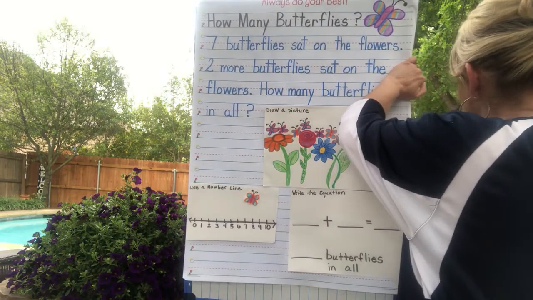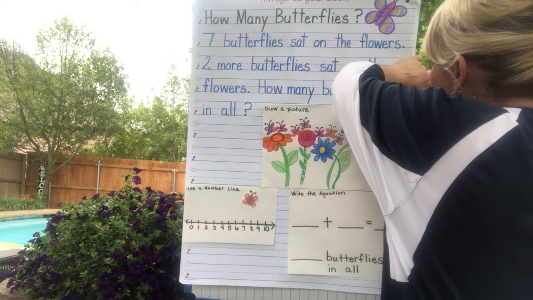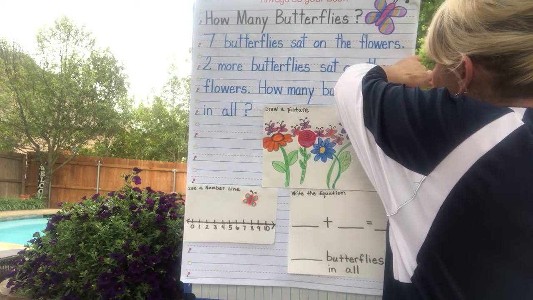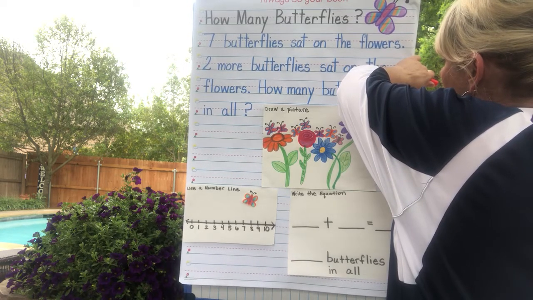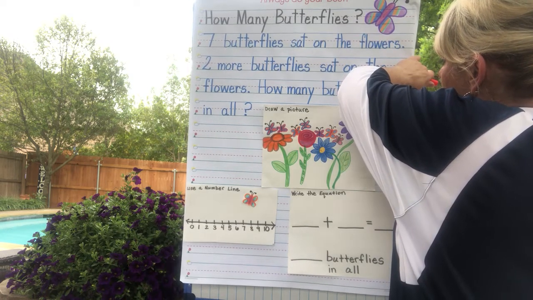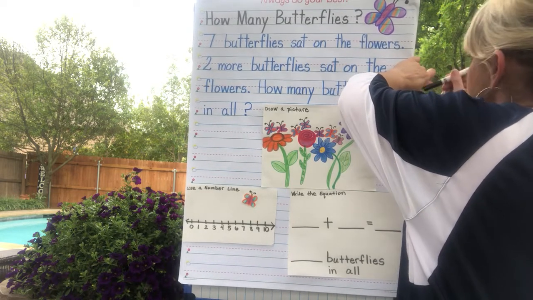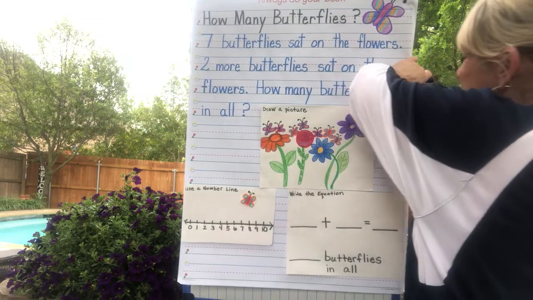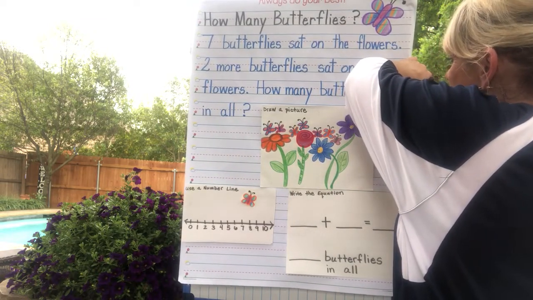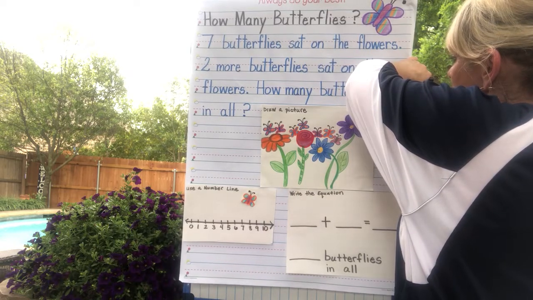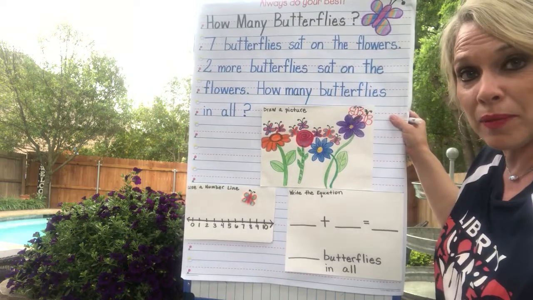So let's do that. Let me get my marker. And I draw one right up here because 2 more came along. All right, I'm gonna draw some little antenna. So again, we had 7. Now we have 2 more joining them.